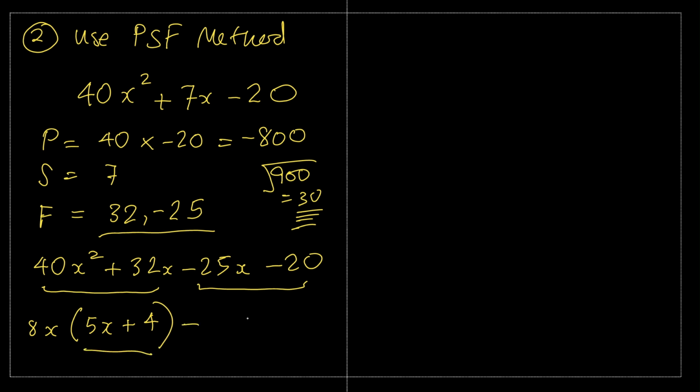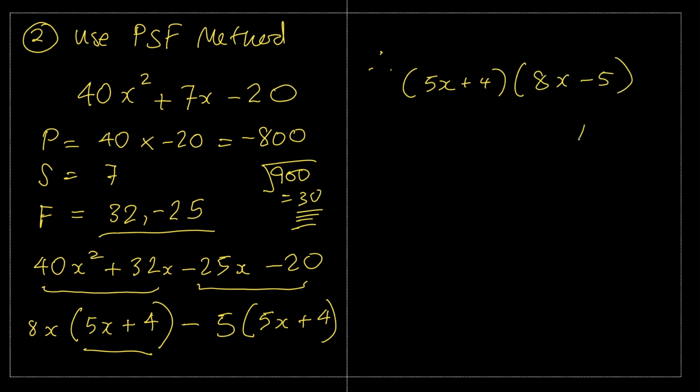Minus, now I know that this is going to be the same over here. You can just copy paste that without thinking about it, and then work out what the number here has to be to give us a 25. 5 5s are 25, so it's a 5, easy. So therefore, common factor there is 5x plus 4, bracket, there's an 8x and minus 5. And that's a done deal.